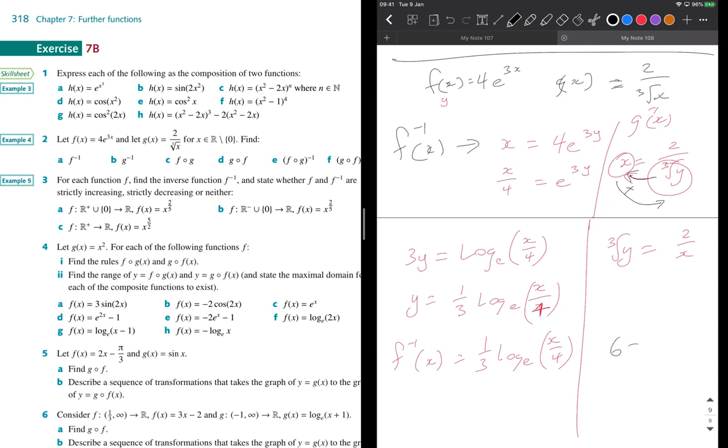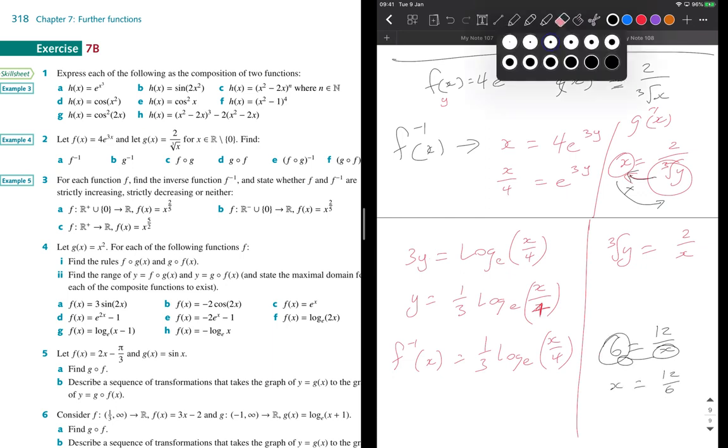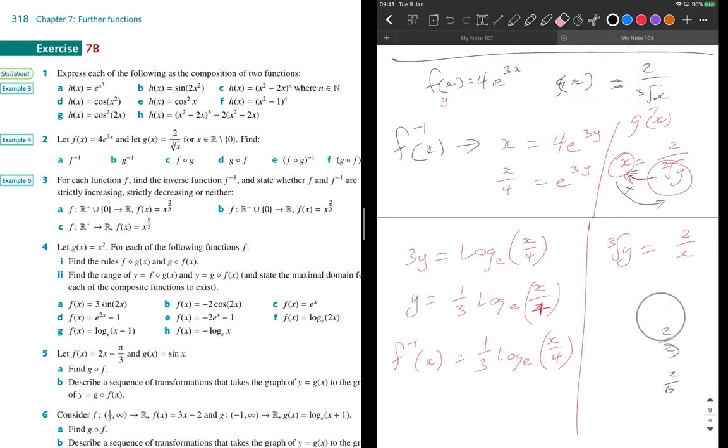It's like saying 6 equals 12 over x. You can swap the x and the 6, so we'll get x equals 12 over 6. So it's the same, and that's completely okay mathematically to do that. So you don't have to multiply and then divide. You can do it in one step.